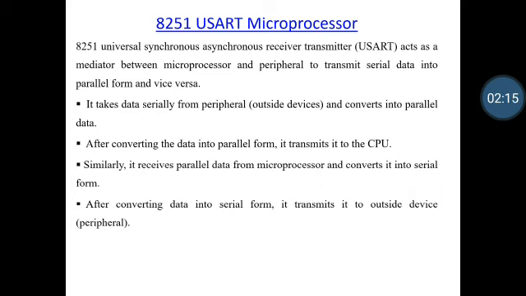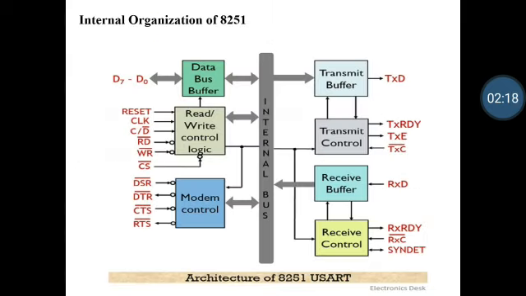So before starting the internal organization of 8251, we will first take one revision on the methods of data communication. These methods of data communication are used for transmission of data between any two points, and that transmission of data may be unidirectional or bidirectional. Basically there are three modes of data transmission. First is the simplex mode, second is the duplex, and third is the half duplex.